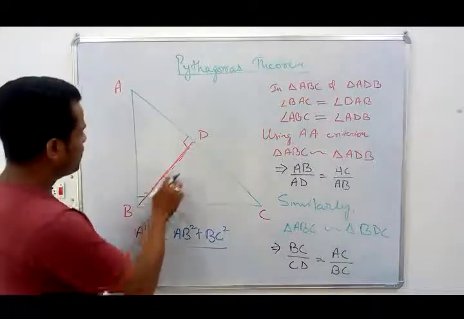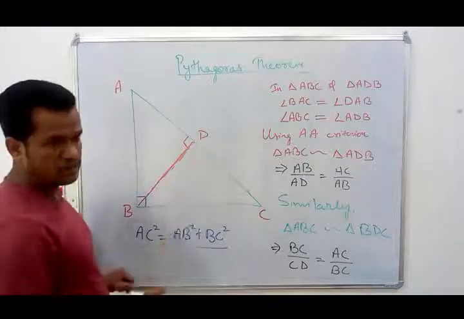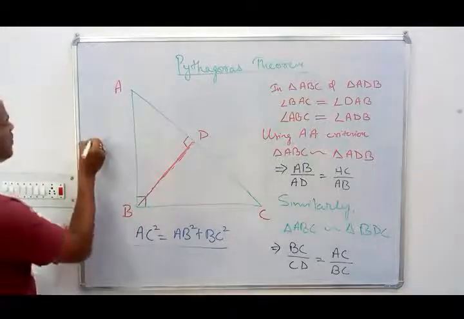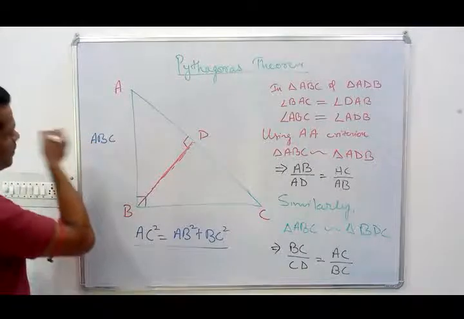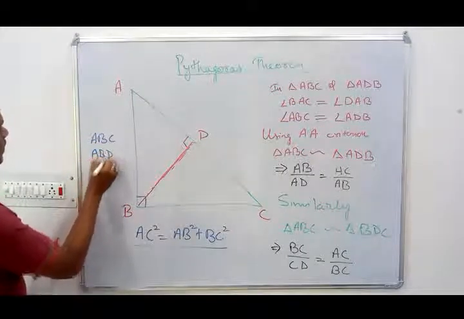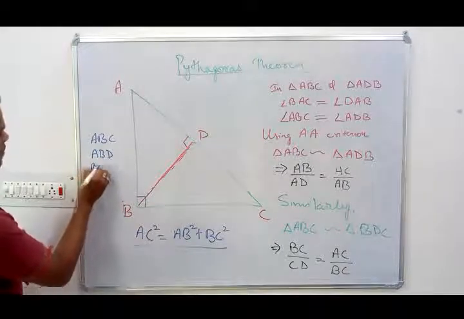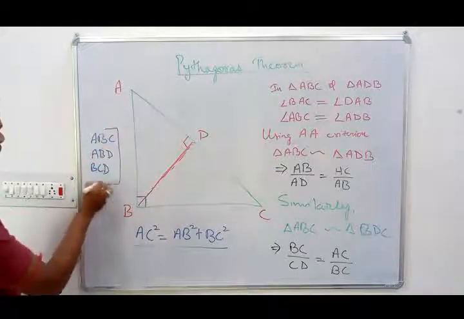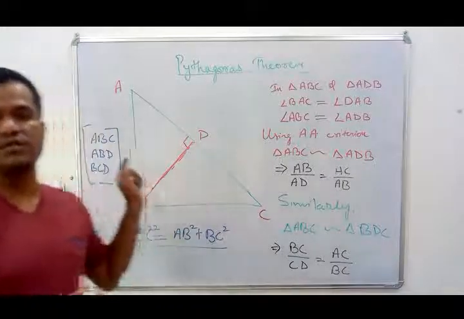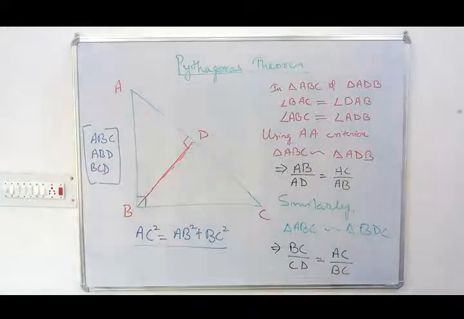on this AC, this will divide the triangle. Now we have three triangles if you pay attention carefully. One is ABC, then ABD, and then BCD. These three triangles are similar to each other. This is what we are going to prove in the next line.